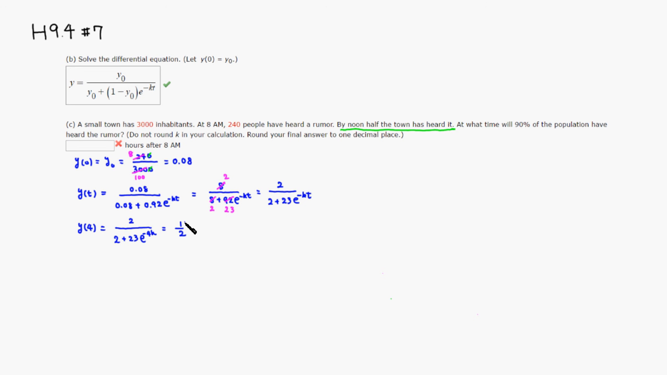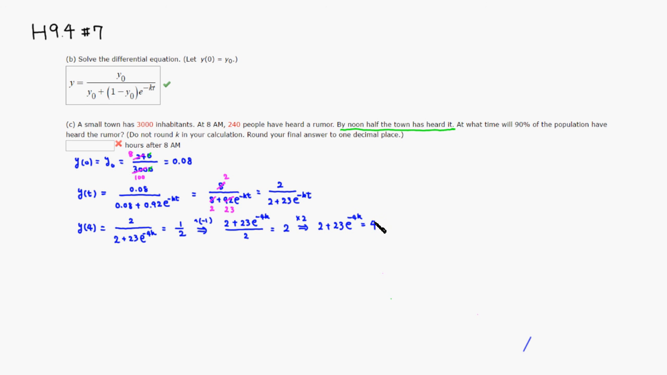All right, first thing I would do is take the reciprocal of both sides. So you get 2 plus 23e^(-4k) over 2, and this is going to be equal to 2. Then multiply both sides by 2 to get 2 plus 23e^(-4k) is going to be equal to 4.